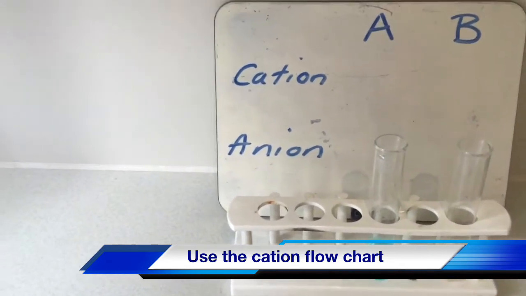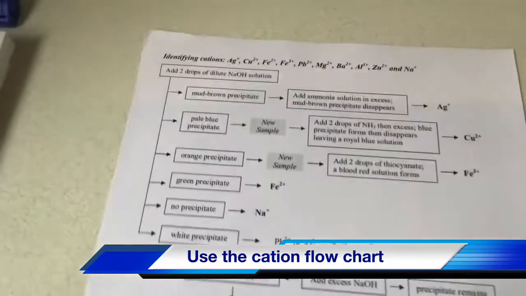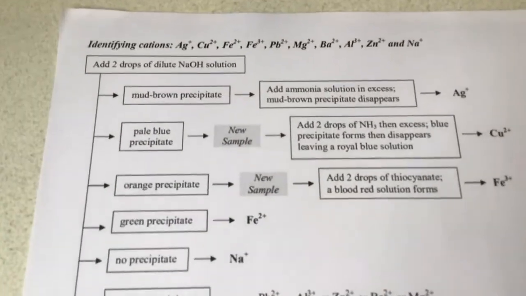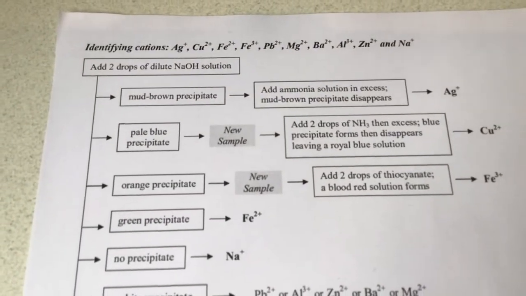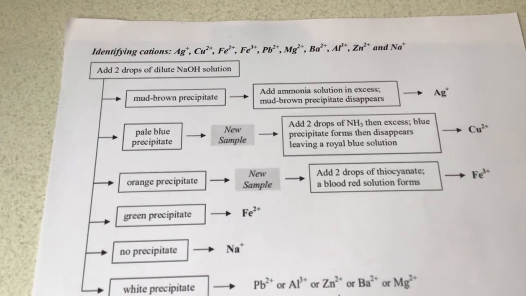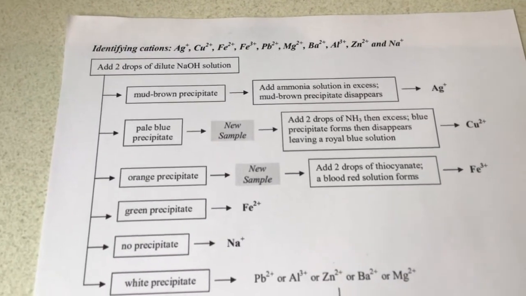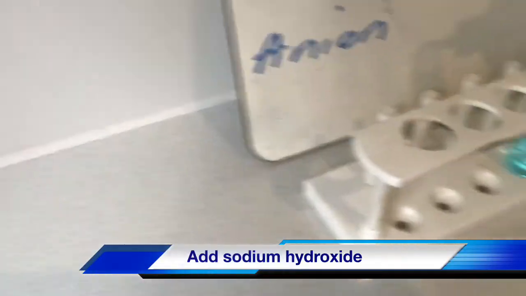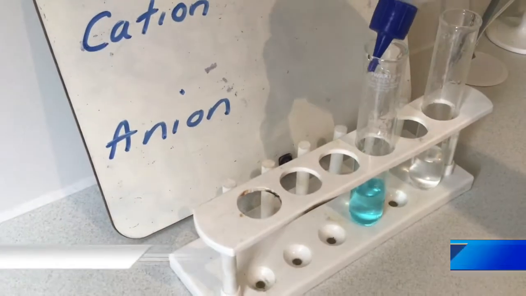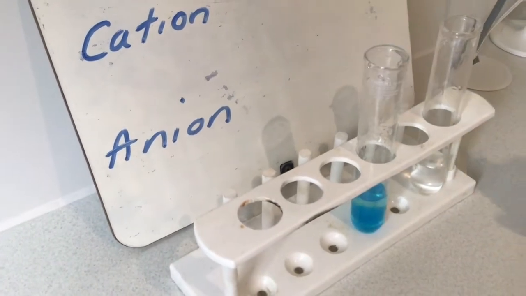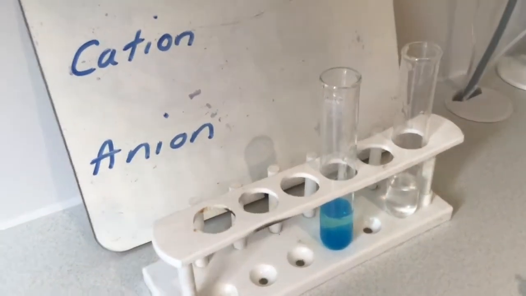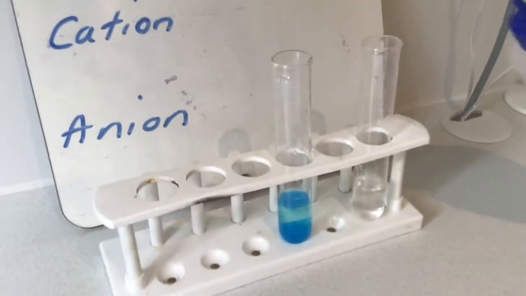So first thing you have to do, if you look at your flow chart for identifying cations, you add 2 drops of dilute sodium hydroxide, and then we're going to see if a precipitate is formed. Okay, so we're going to put a few drops into the first one, into A. Whoa. Okay, and then can you put a few drops into B as well?